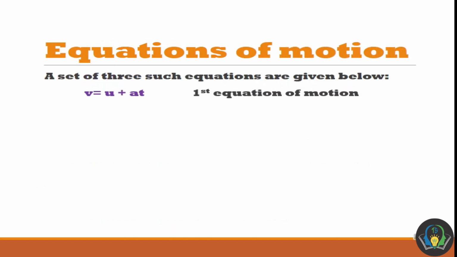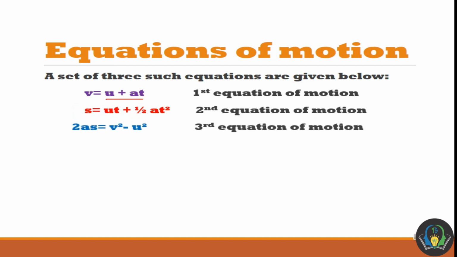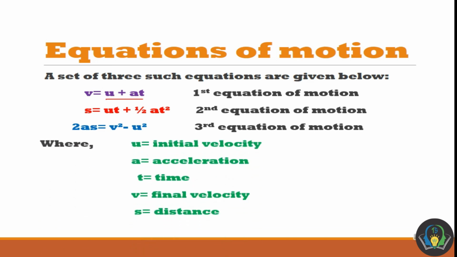The very first equation of motion is v equals u plus at. The second equation is s equals ut plus half at square. The third equation is 2as equals v square minus u square. Now a few of the symbols you are already aware of, the others you might not know. So let's understand them first.